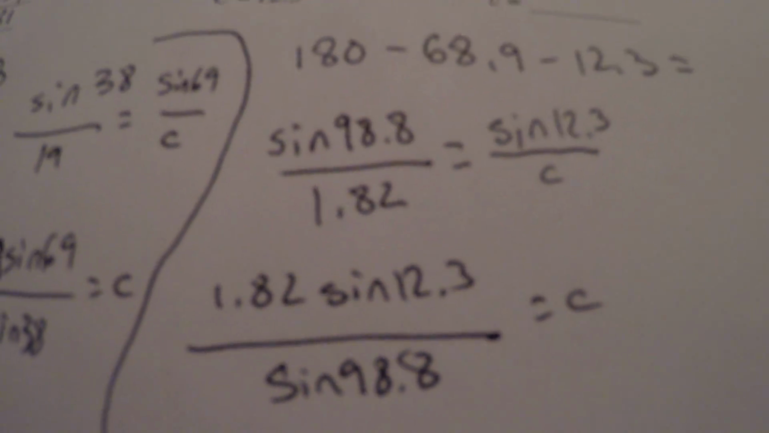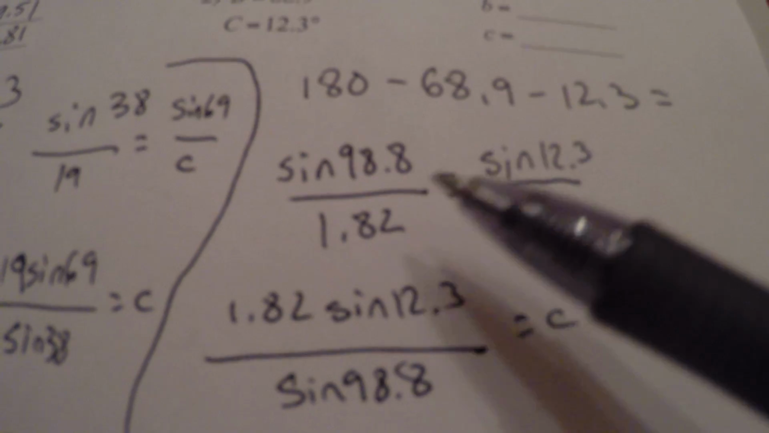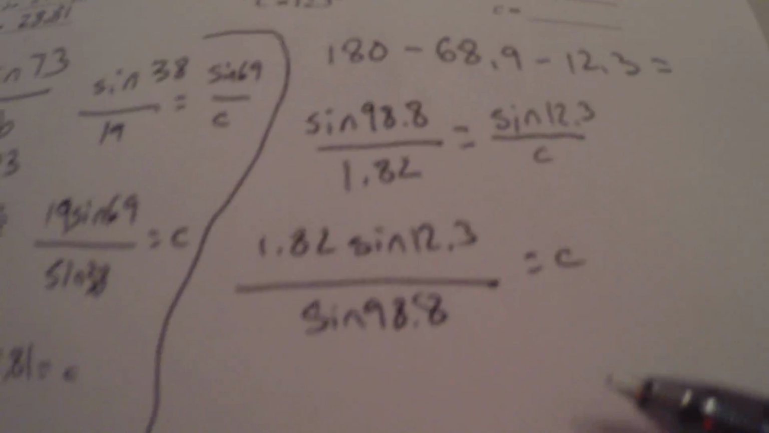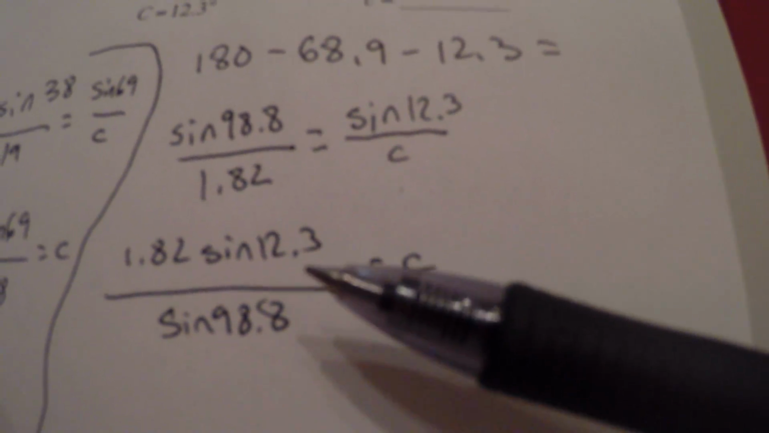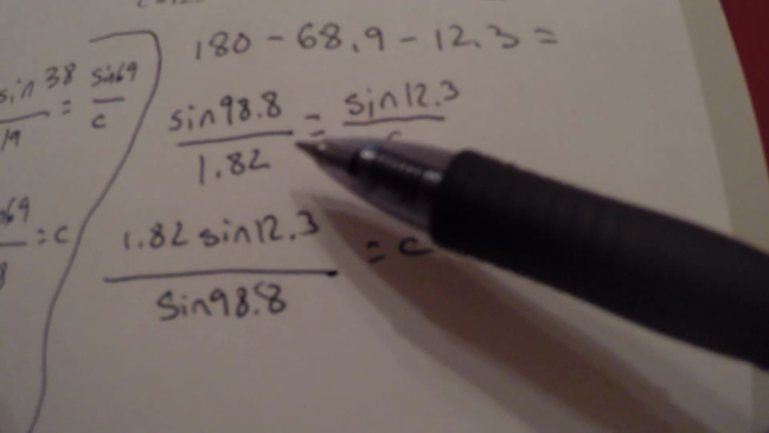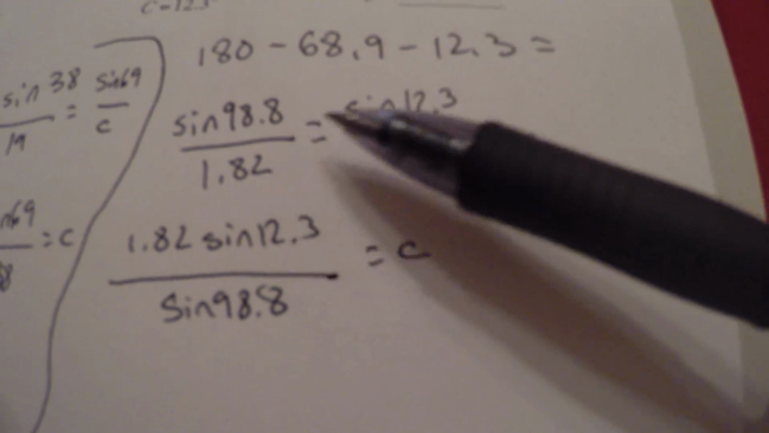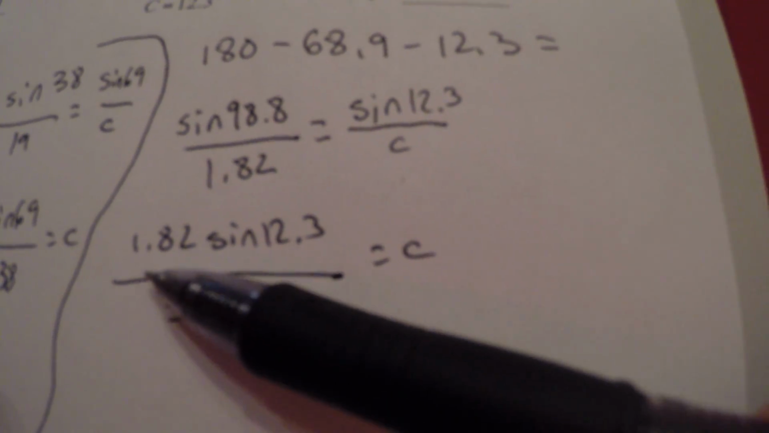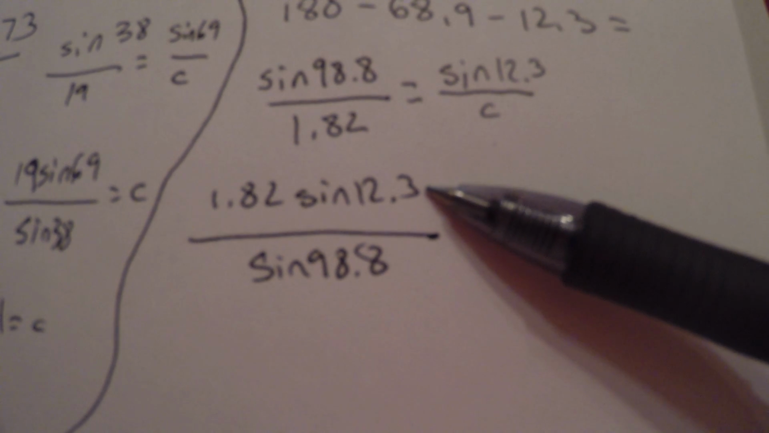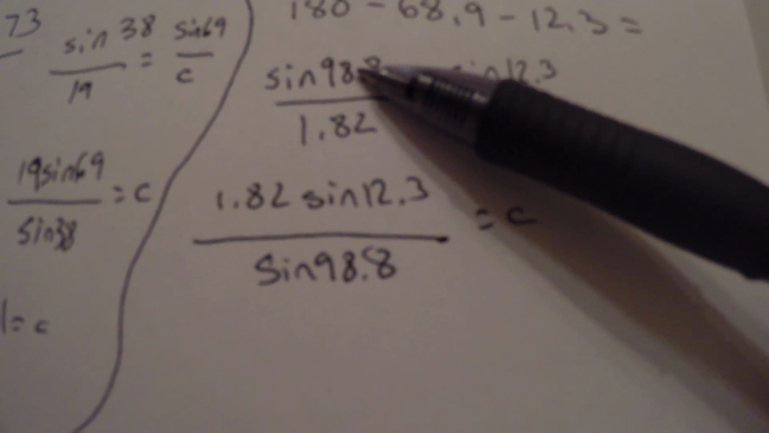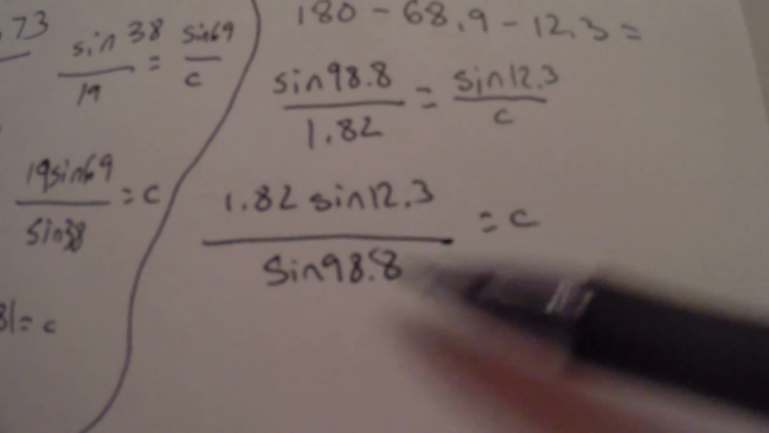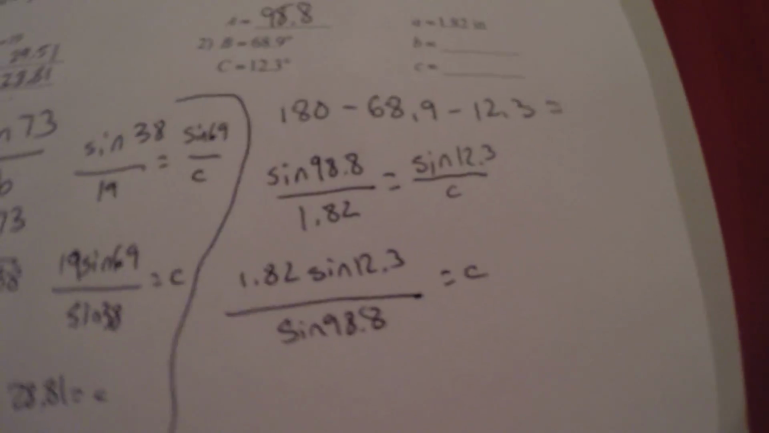By the way, I want to emphasize that when I cross multiply and divide, I'm doing it all at once because my real estate is not that much. I really don't have a lot of space. I'm doing 1.82 times sine 12.3, and then you divide by this value. I'm doing it all at once, but let me go ahead and do it on another sheet of paper. If you're having issues with this, let me do it step by step.